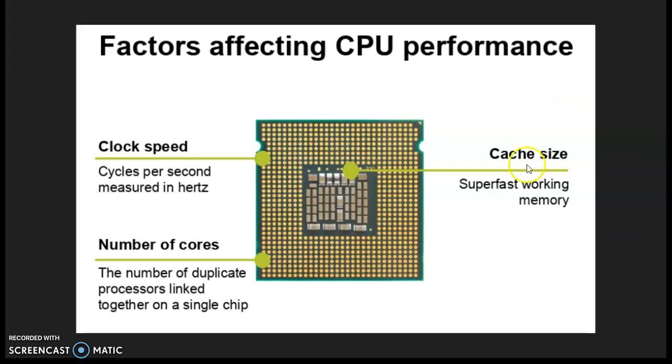And then another factor that's affecting CPU performance is memory, and particularly cache size. Cache is built in to the CPU processor, it's on the CPU, and it's super fast working memory. The stuff that you're working on instantaneously is kept in your cache.